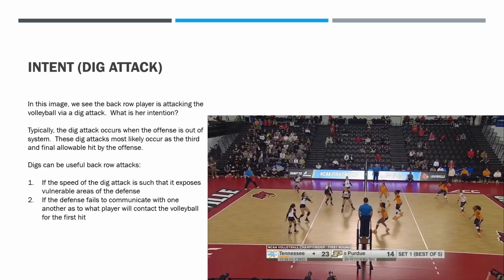In this particular image, we see the back row player is attacking the volleyball via a dig attack. What is her intention? Typically, the dig attack occurs when the offense is out of system. These dig attacks most likely occur at the third and final allowable hit by the offense. Digs can be useful back row attacks if the speed of the dig attack is such that it exposes vulnerable areas of the defense, or if the defense fails to communicate with one another as to what player will contact the volleyball for their first hit.